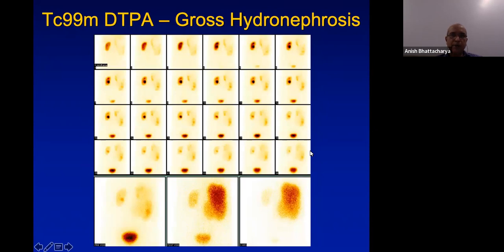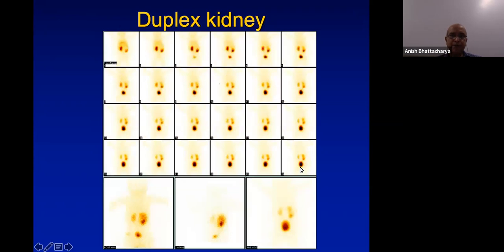This is a grossly hydronephrotic kidney. The left kidney again is normal: cortical function, concentration, and drainage are normal. The right kidney is hugely dilated, with very little functioning cortex seen. There is some concentration as you go along, but when you take the delayed images, it slowly fills up. So this is just one big bag of urine and there is no clearance. This is a grossly hydronephrotic obstructed kidney.